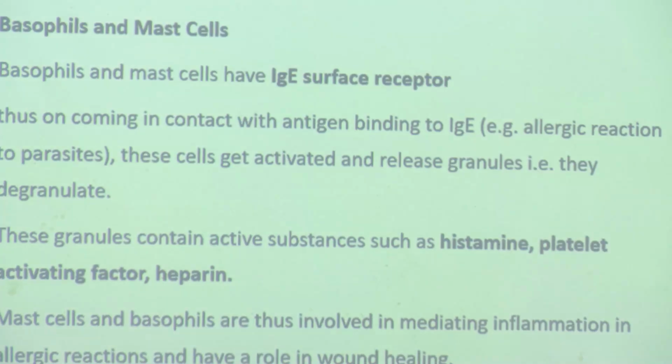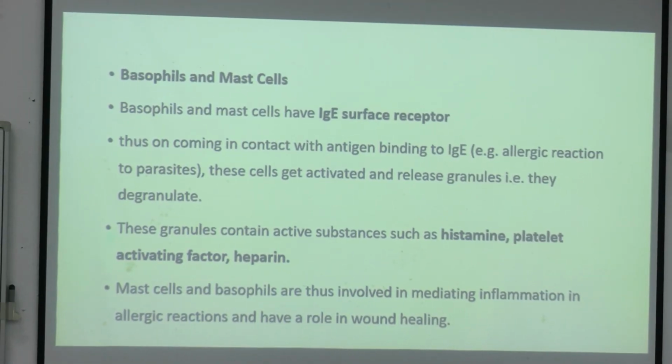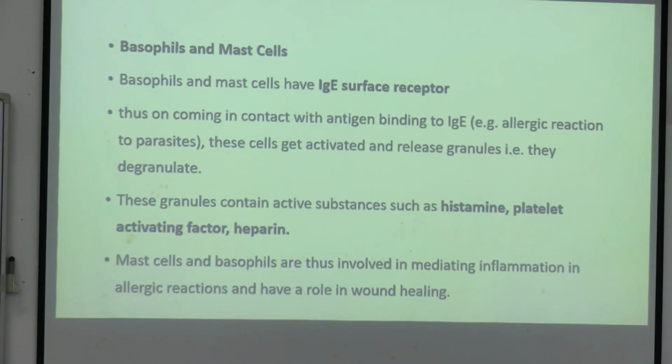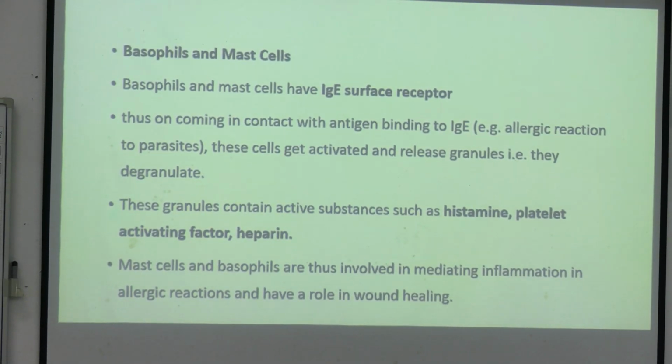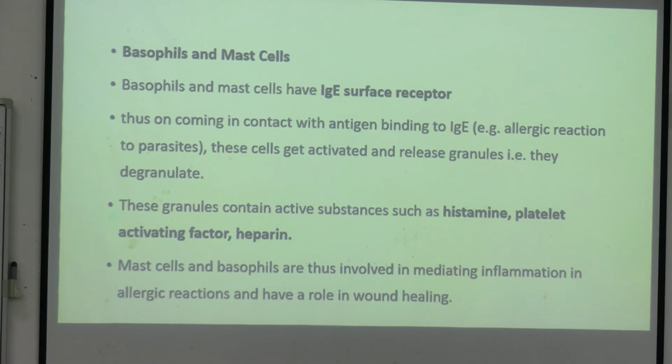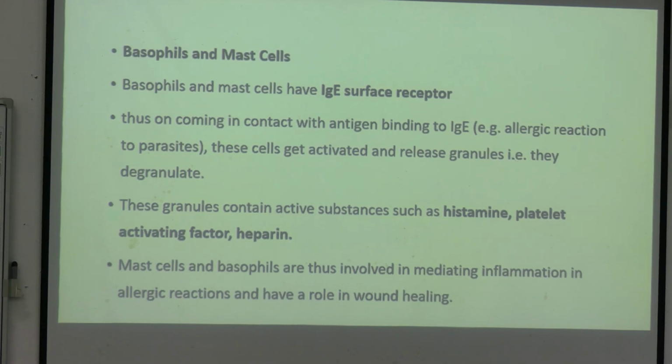Now basophil and mast cell. Basophil and mast cell have IgE surface receptors. Thus, on coming in contact with antigen binding to IgE, these cells get activated and release granules, that is, they degranulate. These granules contain histamine, platelet activating factor, heparin. Mast cell and basophil are involved in mediating inflammation in allergic reaction and have a role in wound healing.